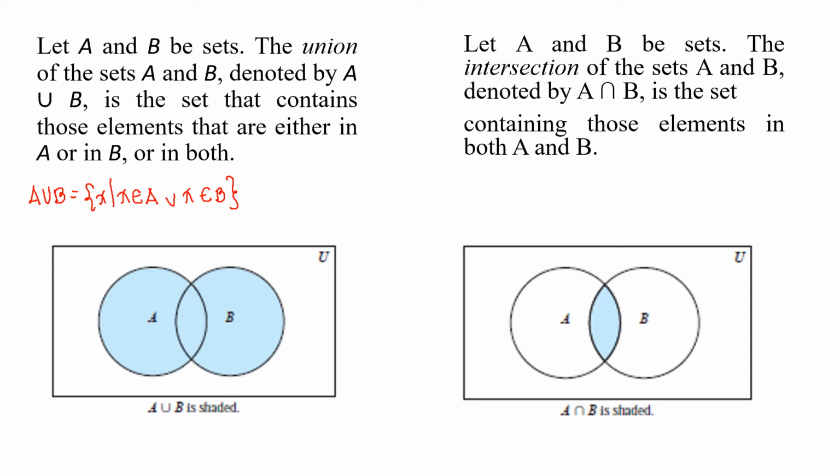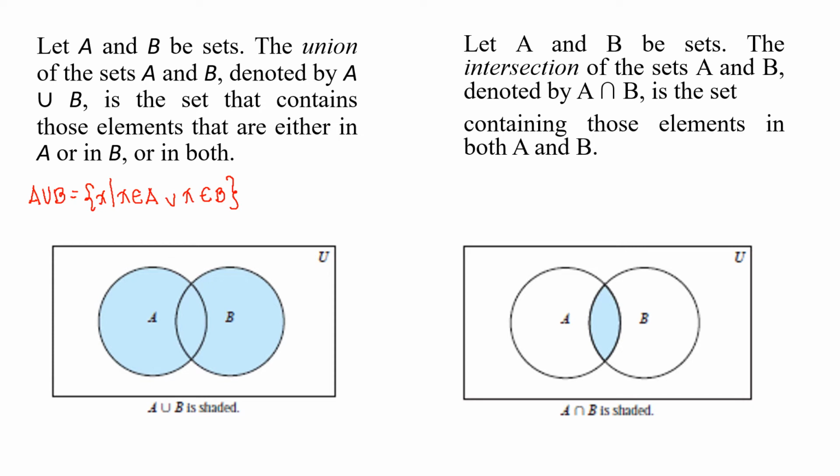For example, let's say you have a set containing the elements 1, 3, 5, and another set containing the elements 1, 3, 2. The union of the sets {1, 3, 5} and {1, 3, 2} would be a set containing the elements 1, 2, 3, and 5.